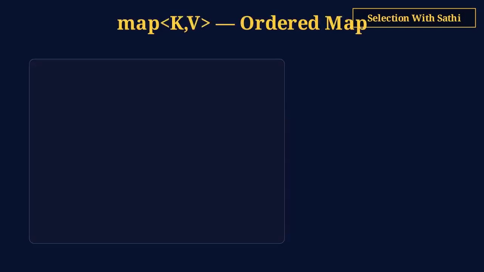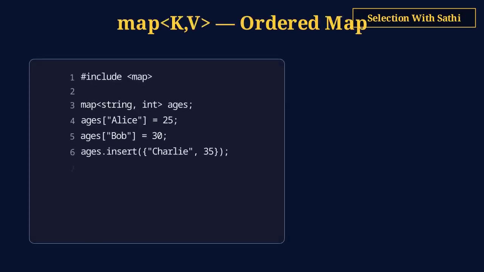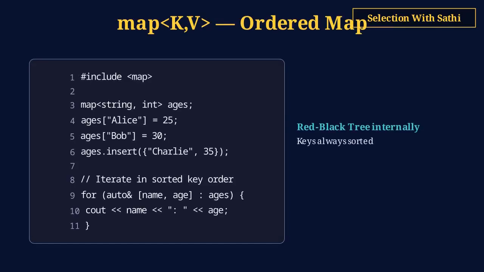Second concept, map, the ordered key-value container. Map stores key-value pairs sorted by key. It's implemented as a red-black tree. Insert, find, and erase are all O(log n).